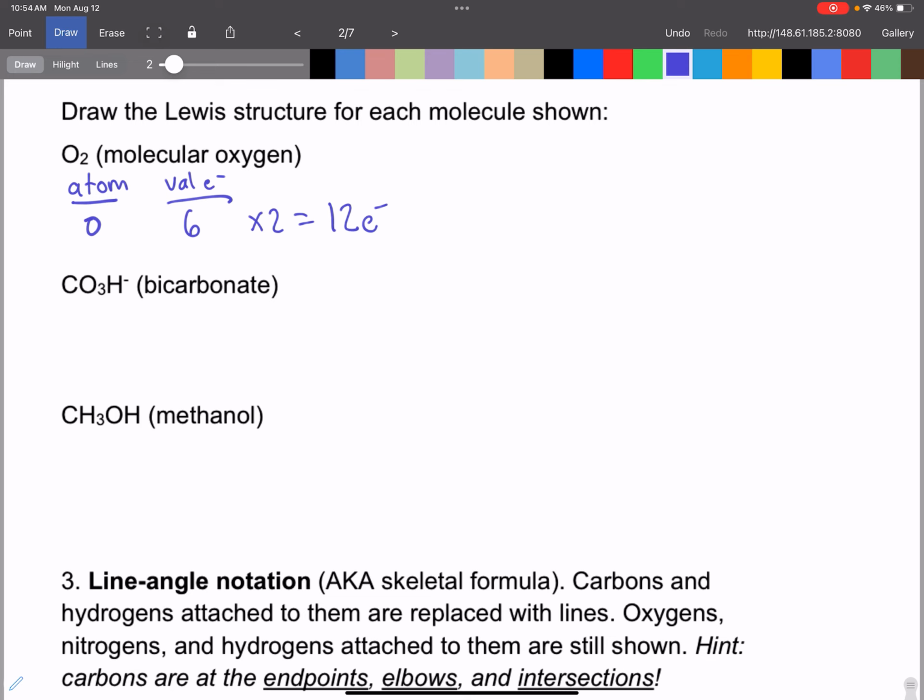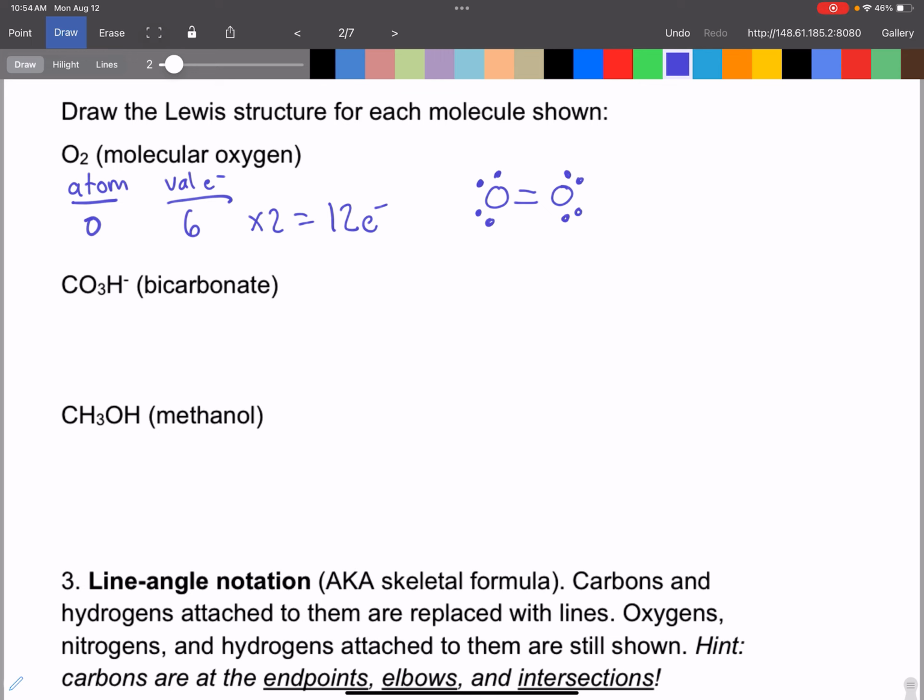So we've got a step-by-step process that you can go through for this. On the previous page, I'm just going to show you the answers for these. What you'll discover is that oxygen is going to make a double bond to another oxygen atom, and then we're going to have some lone pairs left over, like this.